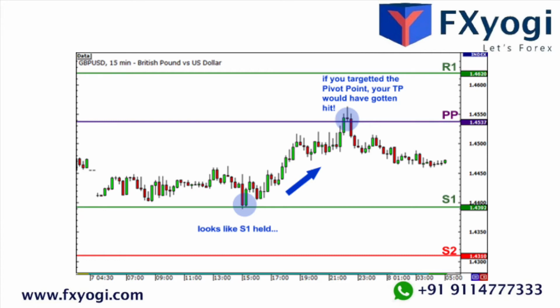Let's see what happened if you bought at the market. It looks like S1 held as support. What's more, if you had targeted PP as your take profit point, you could have hit your profit target. Of course, it ain't always that simple.